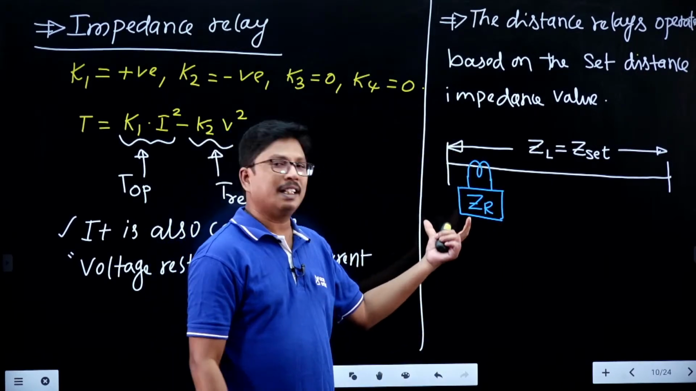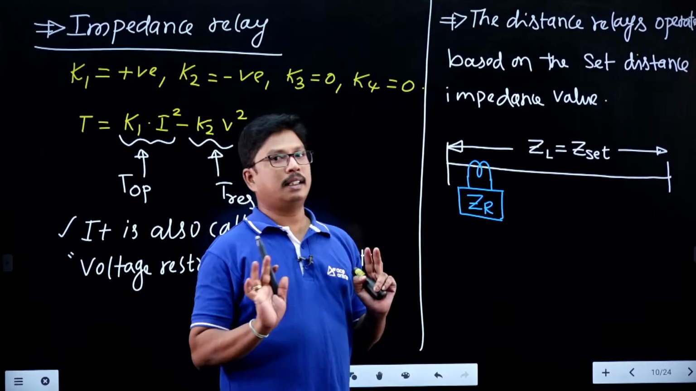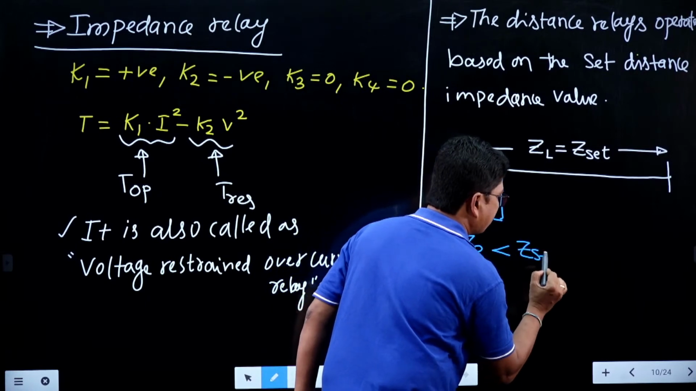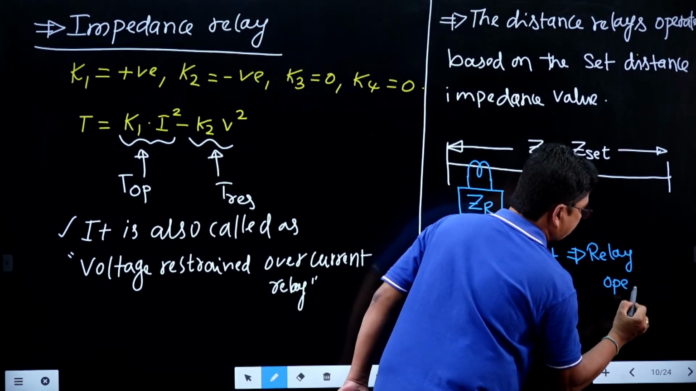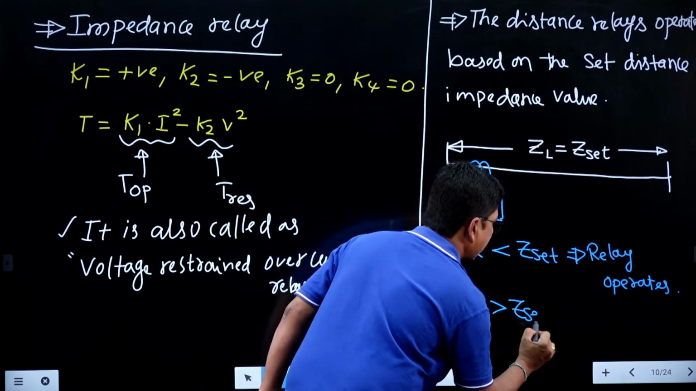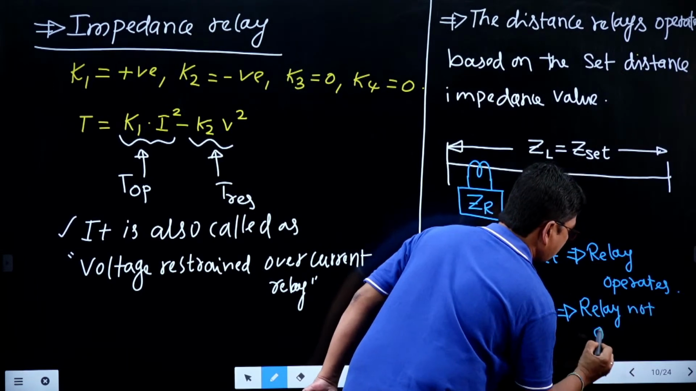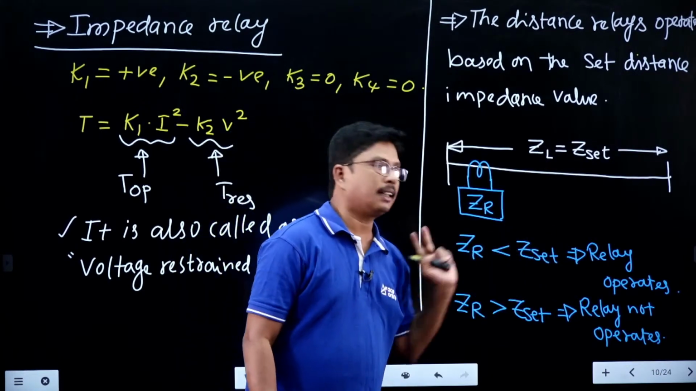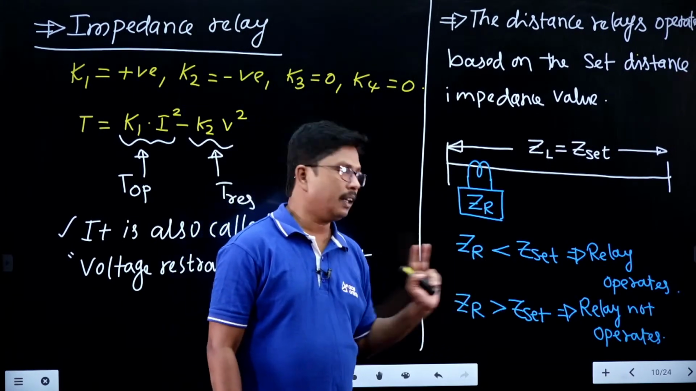So whenever the impedance seen by the relay is less than that of this set impedance, then the relay will operate, right? So whenever the impedance seen by the relay is less than Z set, then the relay operates. When Z relay is more than Z set, then the relay does not operate. Clear everybody? So whenever Z relay is less than Z set, the relay operates, and whenever Z relay is more than Z set, the relay will not operate.